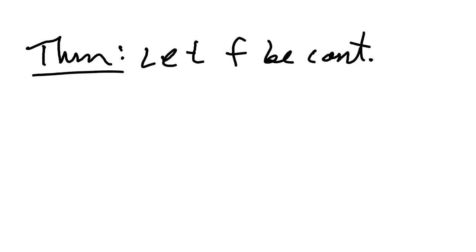We're going to let f be continuous and monotonic. I'm just going to say mono. So that means it's either increasing or decreasing, one or the other, not both, on the closed interval a to b.